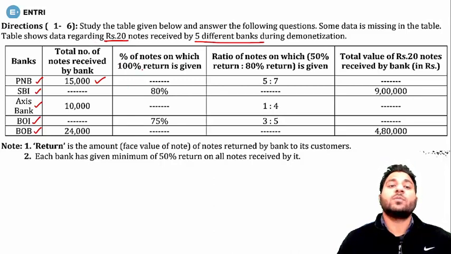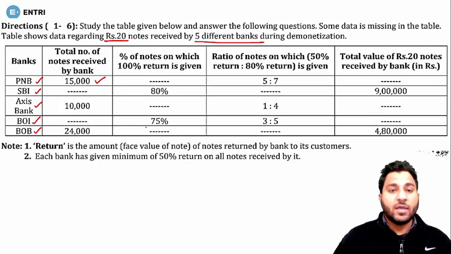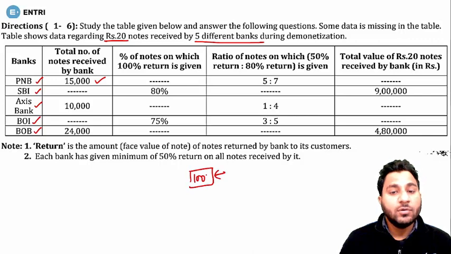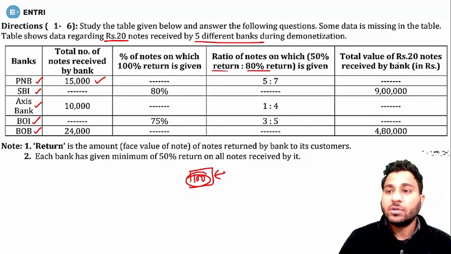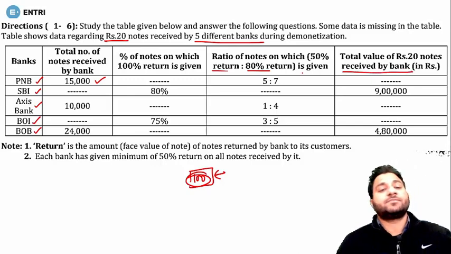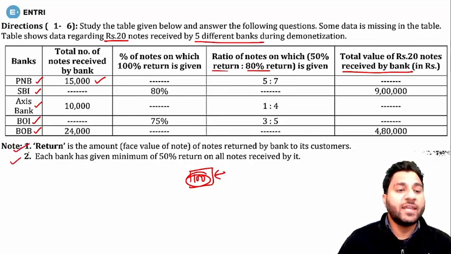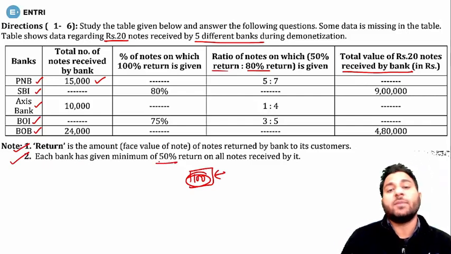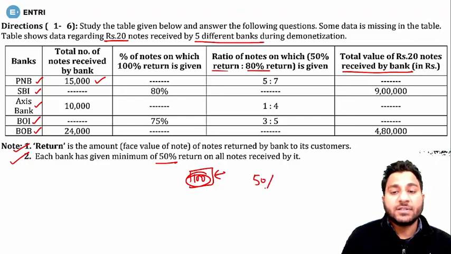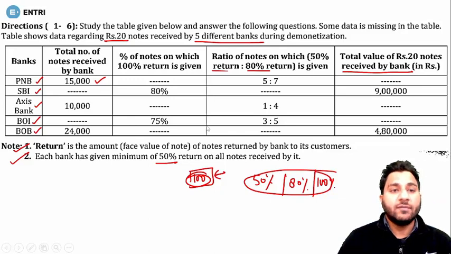Look, percentage of notes on which 100% return is given. 100% return means the face value: if you have a note of 100 rupees and you get the same value as its face value, that will be 100%. Then the ratio of notes on which 50% return and 80% return has been given, and the total value of rupees 20 notes received by bank. So it's a very important DI. Some data is missing. Let's see how it goes. One more important thing: each bank has given minimum 50% return, which means there are either 50%, 80% or 100% returns. So these three kinds of returns will be given in this DI.